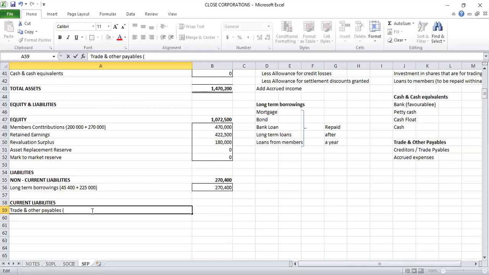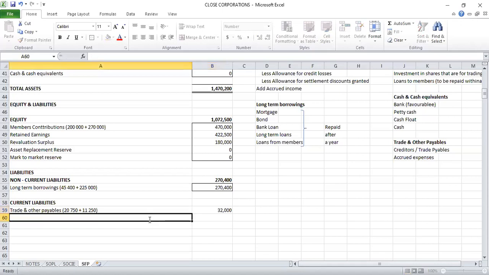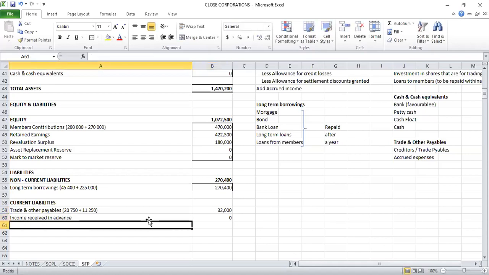So that would be 2750 plus 11250. What do we get? $32,000. Thank you. Then we also have income received in advance or prepaid income, which we don't have in this case. We can also have VAT payable, of which again we don't have that.